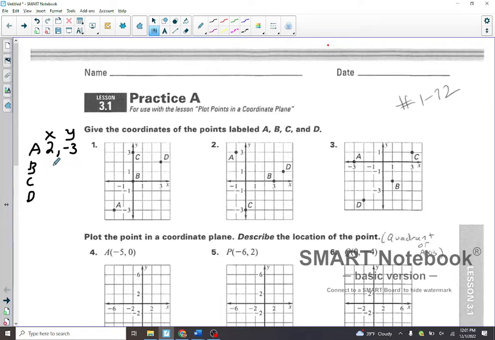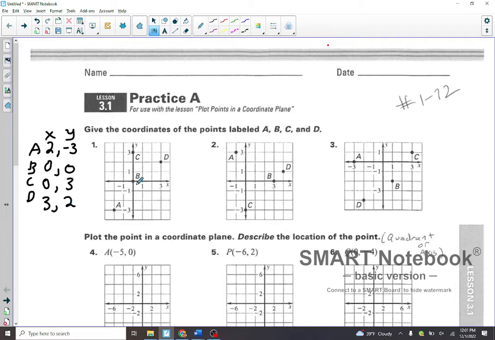B, I didn't move anywhere. So it's going to be 0, comma, 0. C, I went up 3 without moving left or right. So that's 0, comma, 3. And D, I went 3 right, 2 up. So it's 3, comma, 2. Remember, X is always left to right. Y is always up, down.